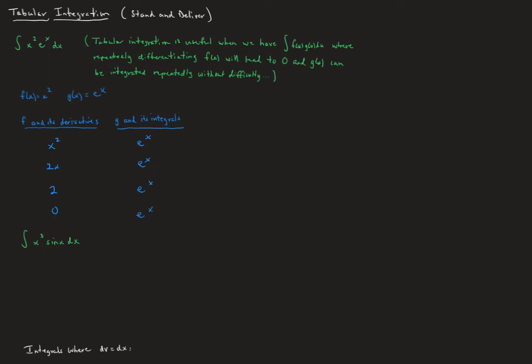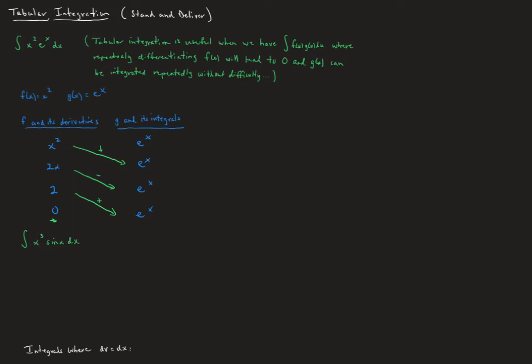Then what we do is we're going to go diagonally. So we're going to go this times this, and by plus I mean we're going to keep that same sign. Then we go down this way and subtract that, and we go down this way and add that. We would do this as many times as we want until we get to where the derivative disappears.